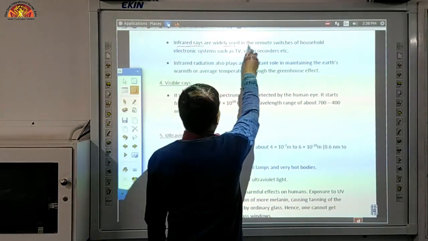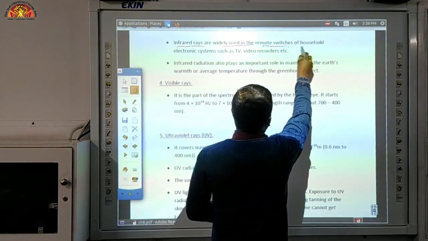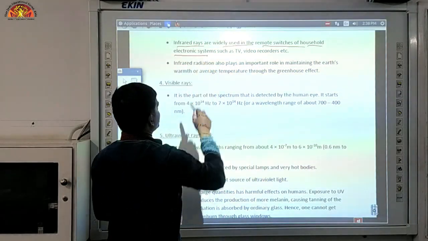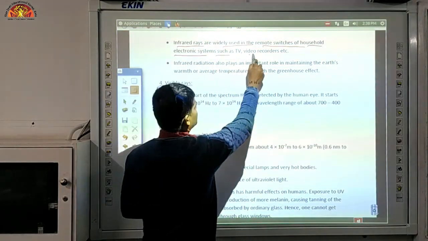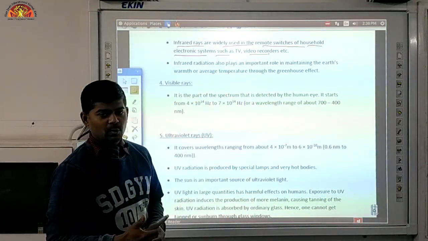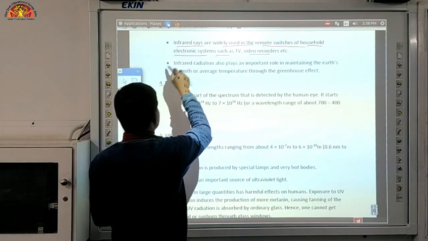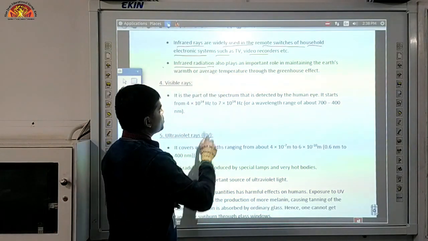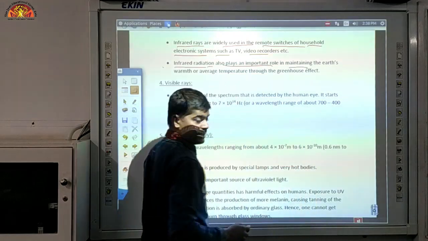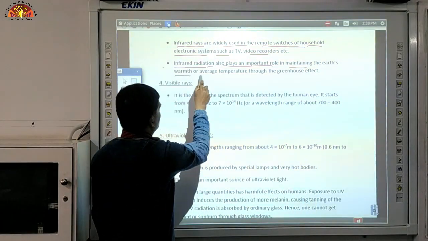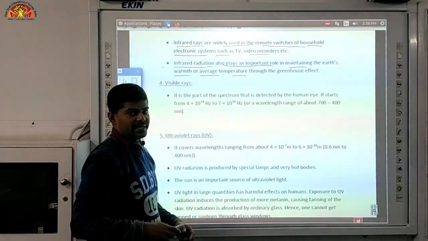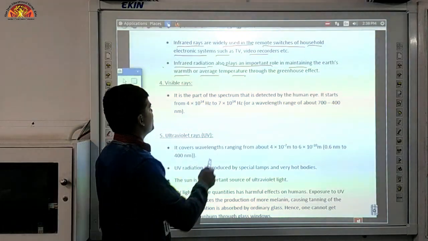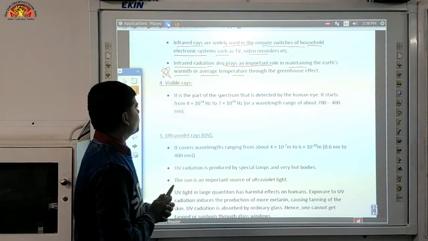Infrared rays are widely used in the remote switches of household electronic systems such as TV, video recorders, etc. जो रिमोट्स होते हैं बच्चों उसमें हम इंफ्रारेड रेज यूज करते हैं. Next one, infrared radiation also plays an important role in maintaining the earth's warmth and average temperature through the greenhouse effect. Okay, ग्रीन हाउस इफेक्ट में भी इंफ्रारेड रेडिएशन का बहुत इंपॉर्टेंट रोल है.